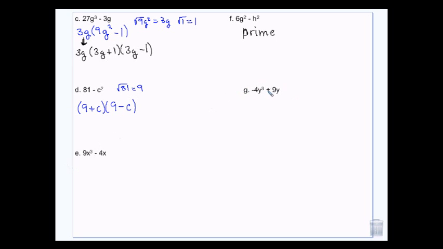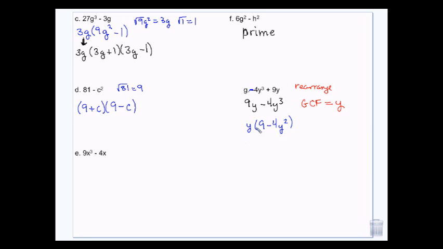This one looks a little tricky because you say, oh, it's got to be a minus. Oh, yeah, this has to be a minus in the middle. But here I have my negative out front, so I have to rearrange first and then check it. So I put the 9y minus 4y to the third. Well, 9 and 4 are perfect squares, but y and y to the third aren't. But my GCF in this case is y, so I'm going to factor that out.